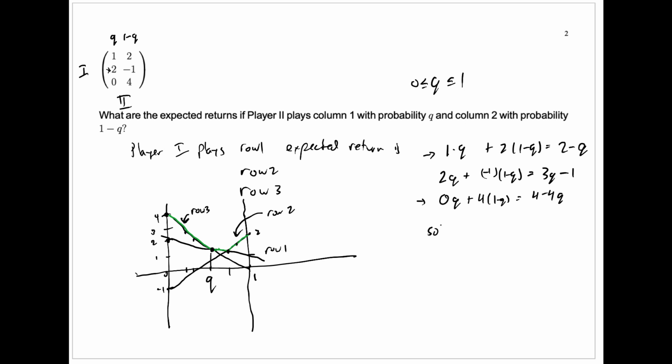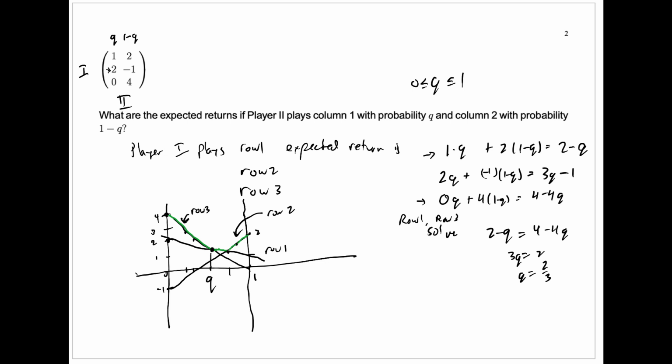So we solve, here this is for row 1 and row 3, we solve 2 minus q is equal to 4 minus 4q, and that's easy to solve. You get 2 over here, and you get 3q here. Q equals 2/3. So this is where q equals 2/3.